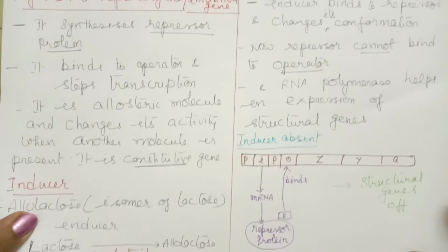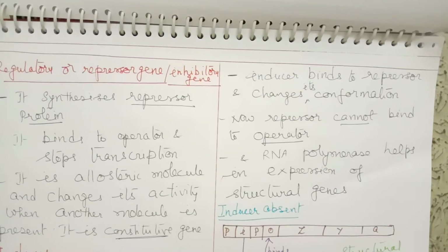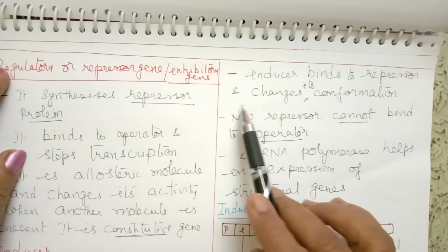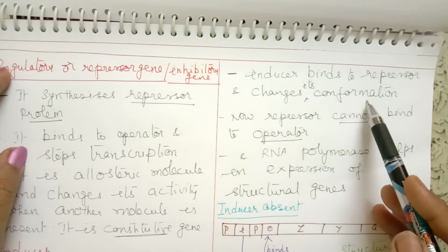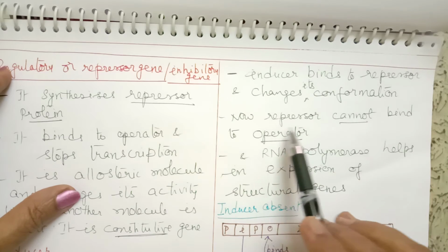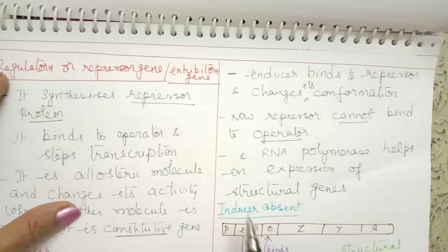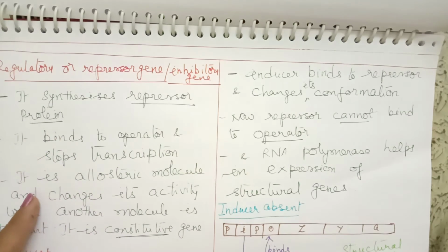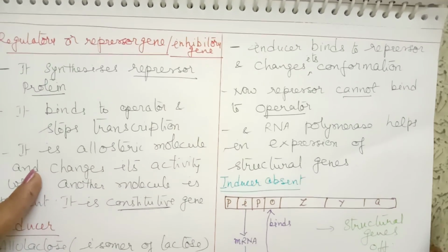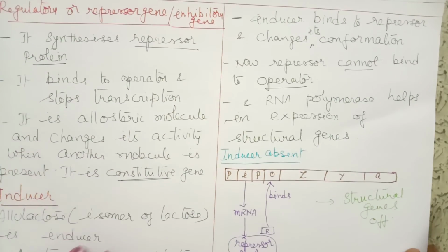So what is the function of inducer? Inducer will bind to the repressor and then change its conformation. And now repressor cannot bind to operator. Then when it cannot bind to operator, RNA polymerase will help the expression of structural gene.